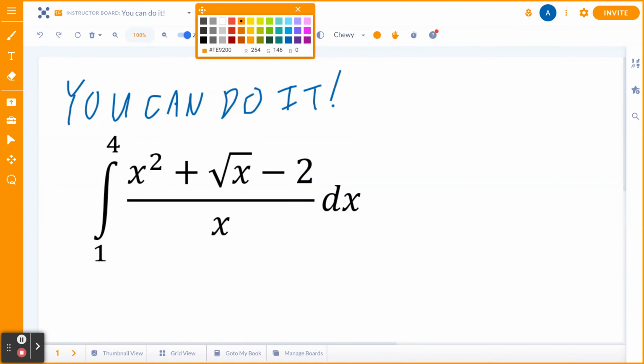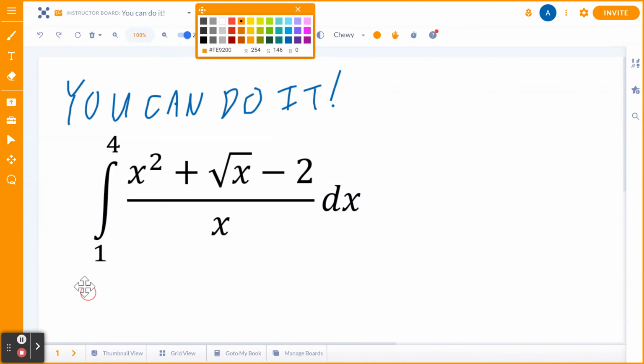Hi everyone. Let's take a look at the following example. Find the antiderivative of x squared plus the square root of x minus 2 all over x with respect to x and evaluate this from 1 to 4.